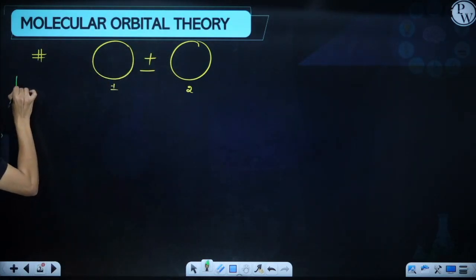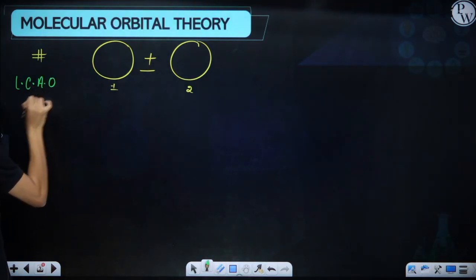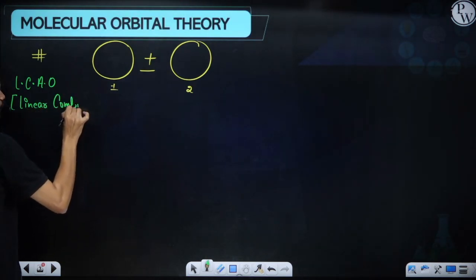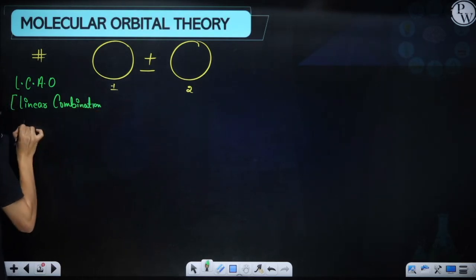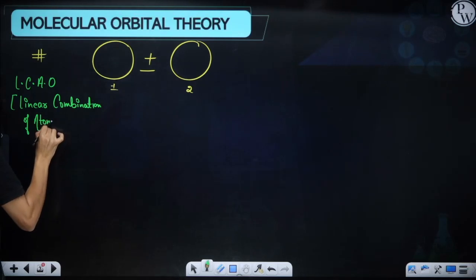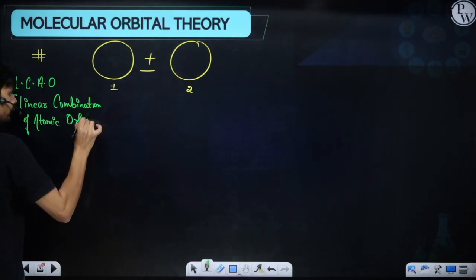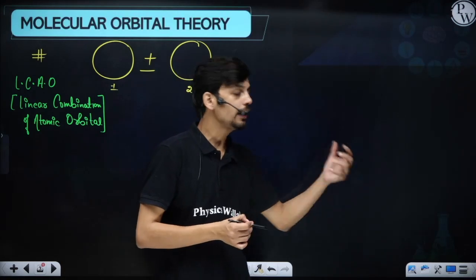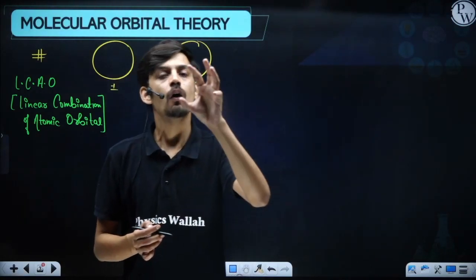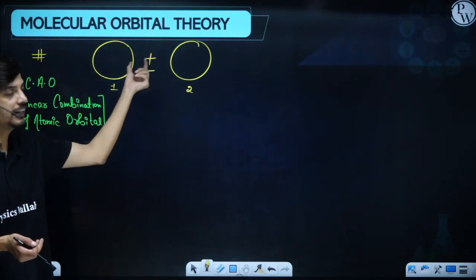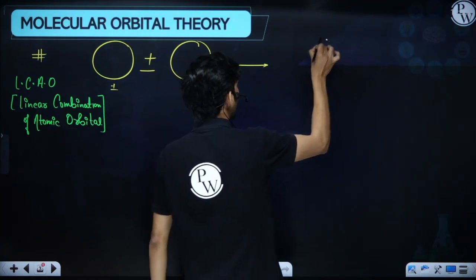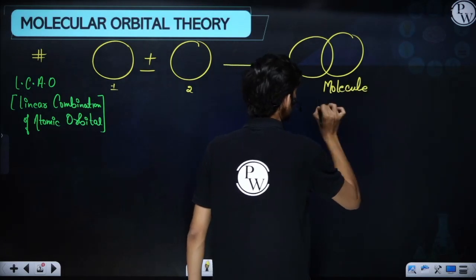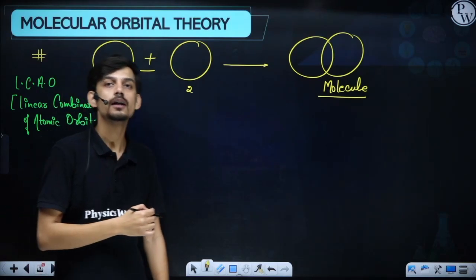And that's why we have a concept which is called LCAO. We assume linear combination for atoms only. The meaning of linear combination is when two atoms are coming together, they can only be added or subtracted. That is, they can any time only be linearly combined. They can either be added or subtracted. And after that, they can form a molecule. It is very obvious that a molecule will be formed when attraction dominates over repulsion.